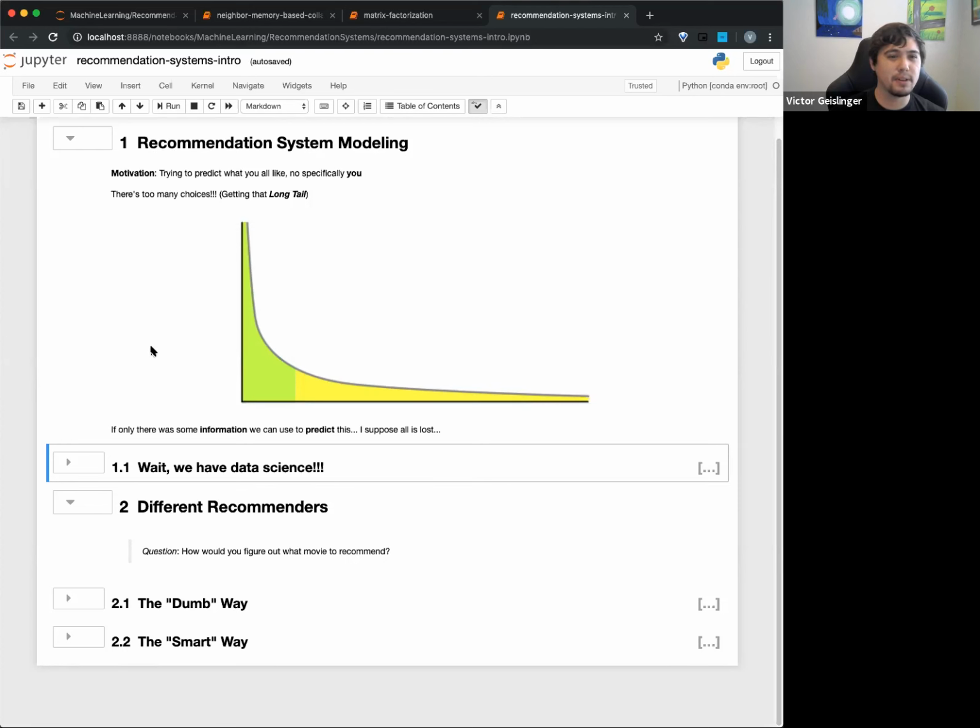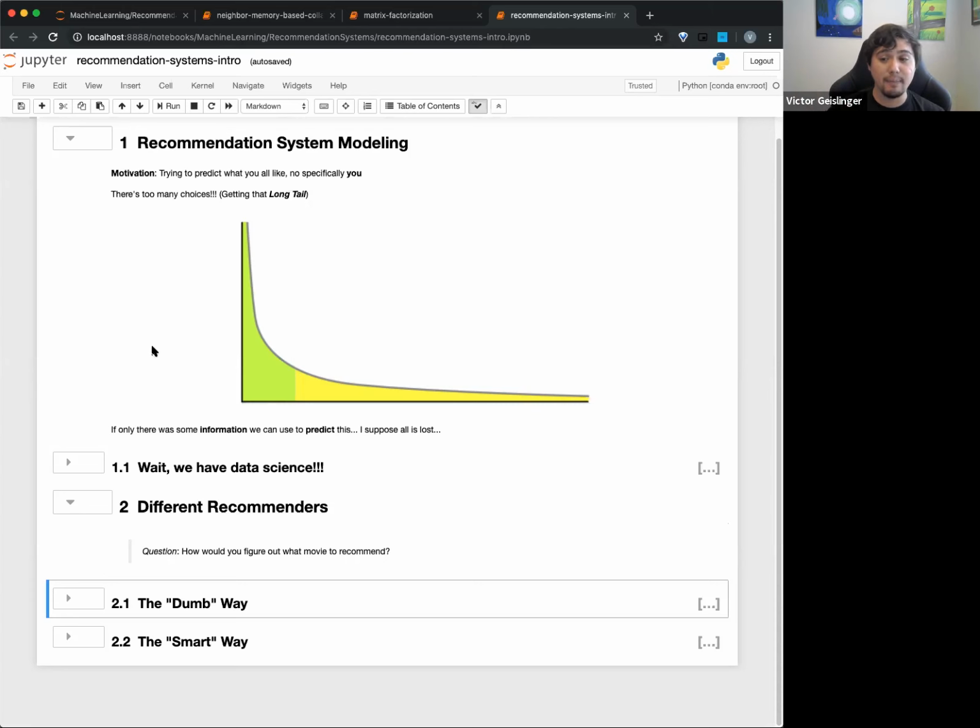But let's say we want to find something else, some new movies that they haven't seen before, movies that they would like but are unlike anything they've seen. What might you try to do in that case? I'm going to let you think about that for a little. We'll get to it, but think of other ways you would recommend movies, or how you would figure out what movies to recommend. So I've put in here the quote unquote dumb way, the really simple way.